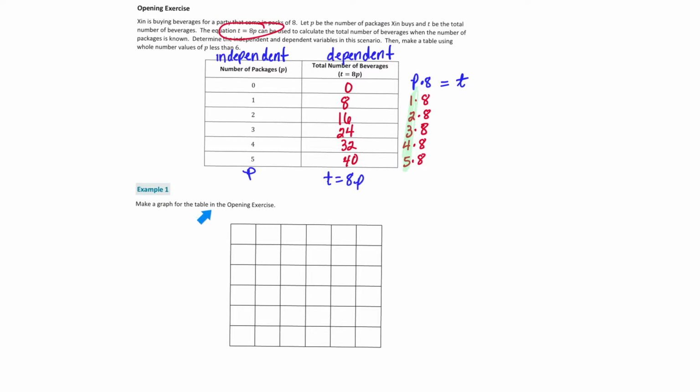Make a graph for the table in the opening exercise. So we're going to use this one for the graph. They gave us part of the graph. Now, I want to make sure that you understand that I am not teaching you anything new. Some of you in the previous year probably have done graphing, and I know we did a little graphing before Christmas, where you graphed and made pictures. I don't know if you guys remember that.